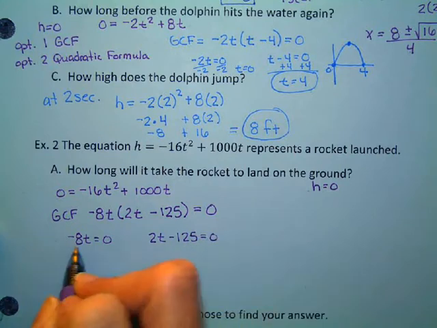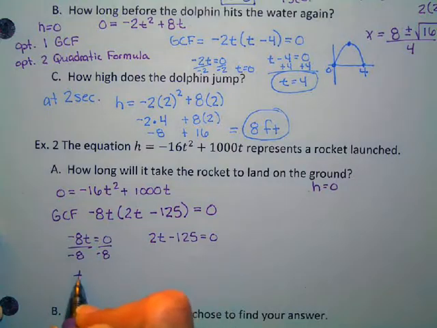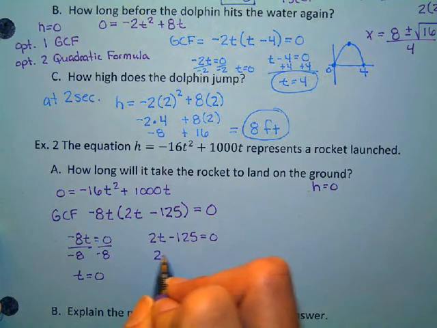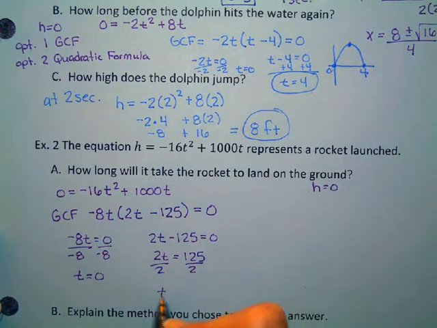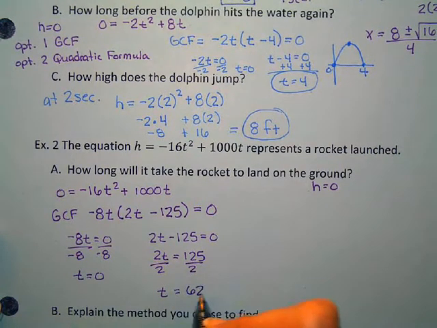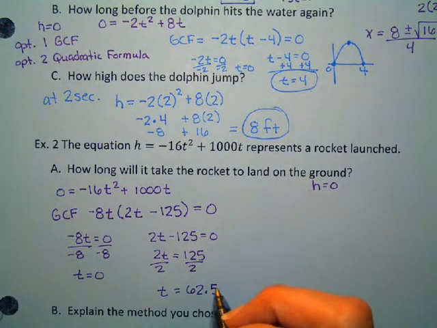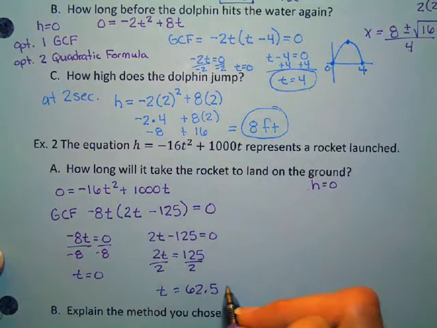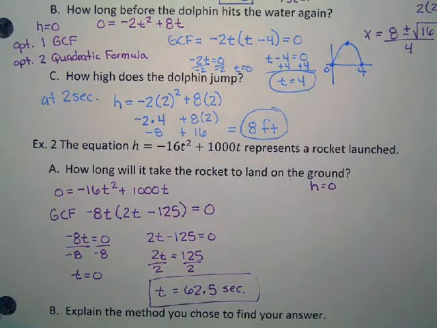Solve. So the rocket starts on the ground at 0 seconds, which makes sense. The other answer, add 125 to the other side and divide by 2. And at 62.5, so 62 and a half. I'm going to go with seconds. Usually they're in seconds, so think about that's just over a minute.